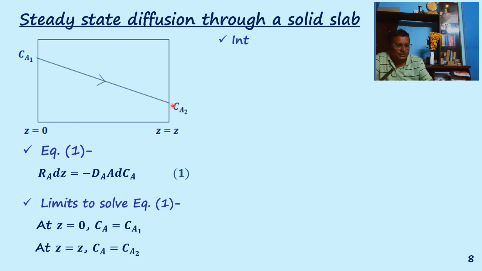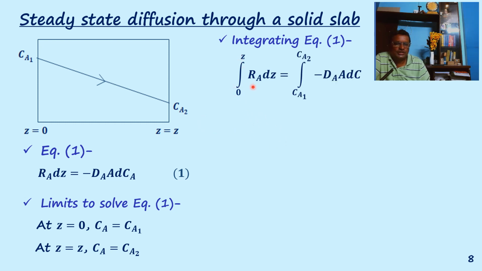Now let us use these limits and integrate equation number 1. If you integrate equation number 1, you have integration from 0 to z of Ra into dz, that is equal to integration from Ca1 to Ca2 of minus dA into A into dCA.